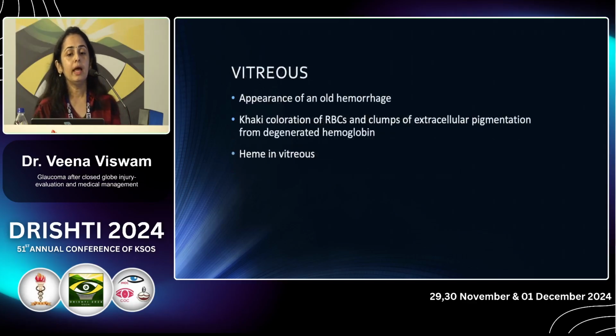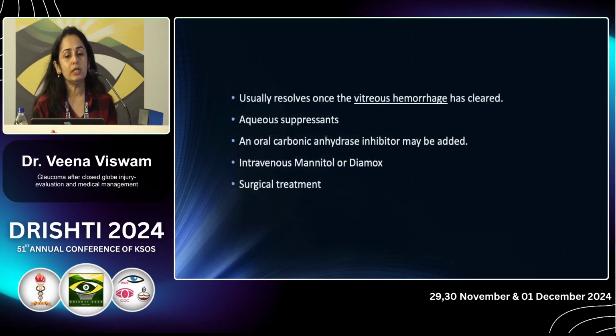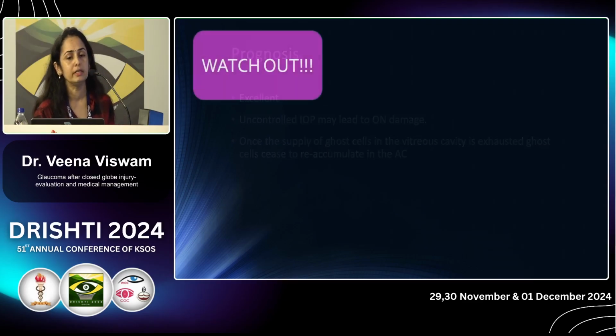Pseudo-hypopyon and appearance of old hemorrhage, khaki coloration of RBCs and clumps of extracellular pigmentation from degenerated hemoglobin and hemin may be seen in the vitreous. Candy striped appearance, as you all know, may also be there in the anterior chamber. Usually it resolves once the vitreous hemorrhage has cleared, and aqueous suppressants and oral carbonic anhydrase inhibitors can be added. IV mannitol or Diamox may have a role. Prognosis is excellent, and uncontrolled IOP may lead to optic nerve damage, but once the supply of ghost cells is exhausted, they will cease to accumulate in the anterior chamber.